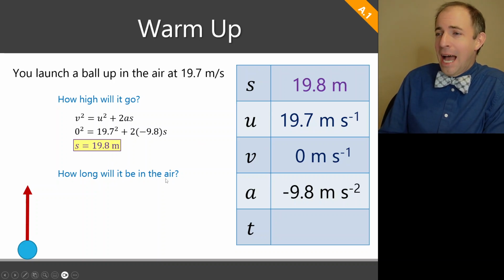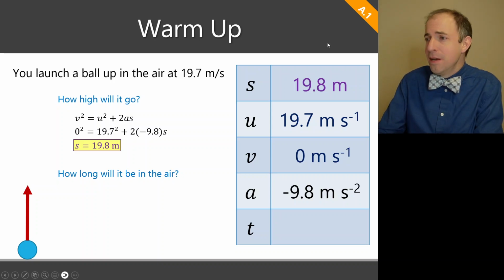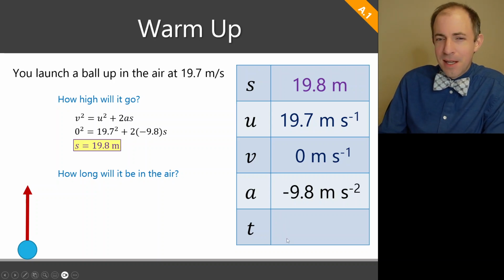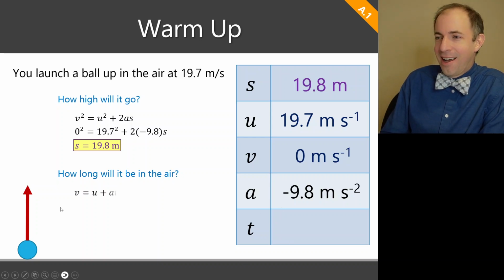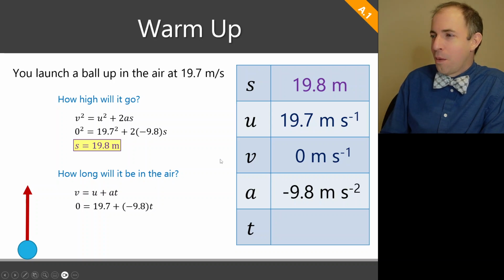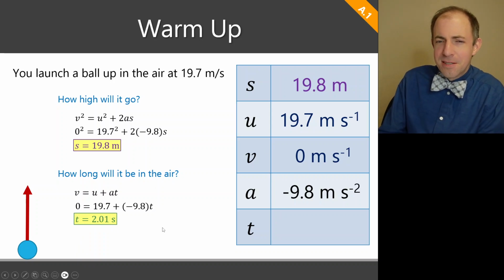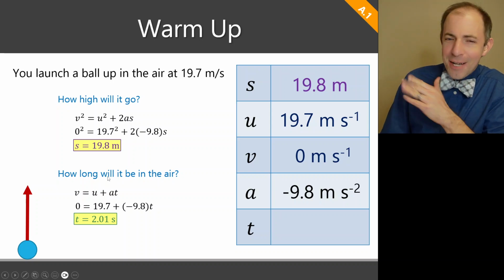Okay, then how long will it be in the air? That is a time. I have every other variable except for time, so I'm just going to use the kinematic equation that's easiest. I think it is v is equal to u plus at. I know what v and u and a are. I can solve for t. t is 2.01 seconds.